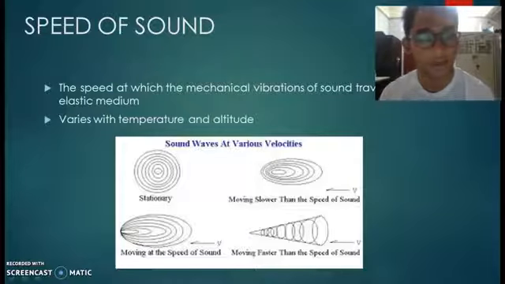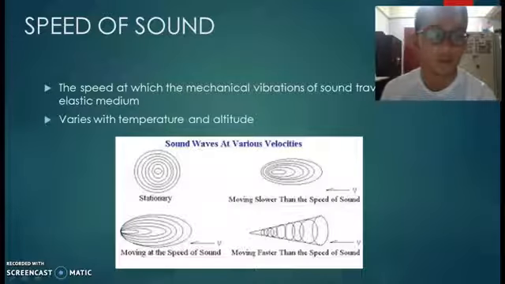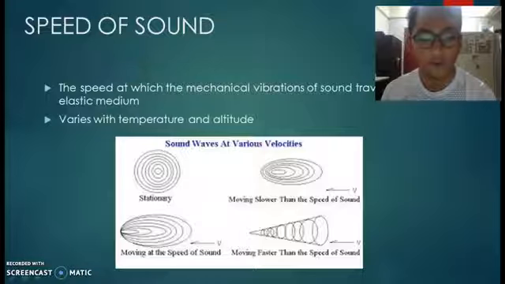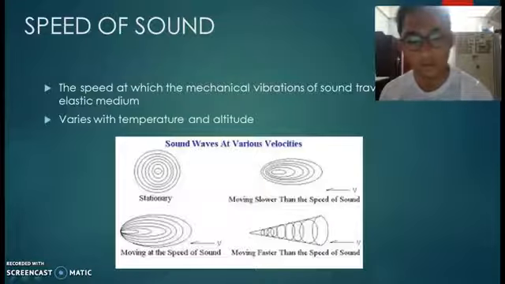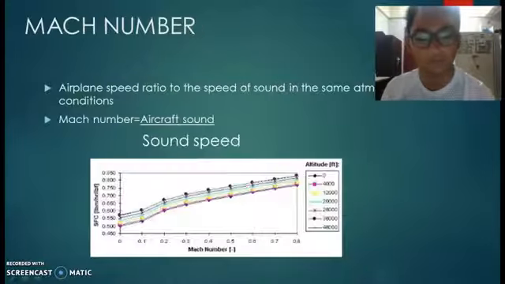Okay, speed of sound. The speed at which the mechanical vibration of sound travels in an elastic medium varies with temperature and altitude. This shows sound waves at various velocities. Yeah, these are the sound waves.